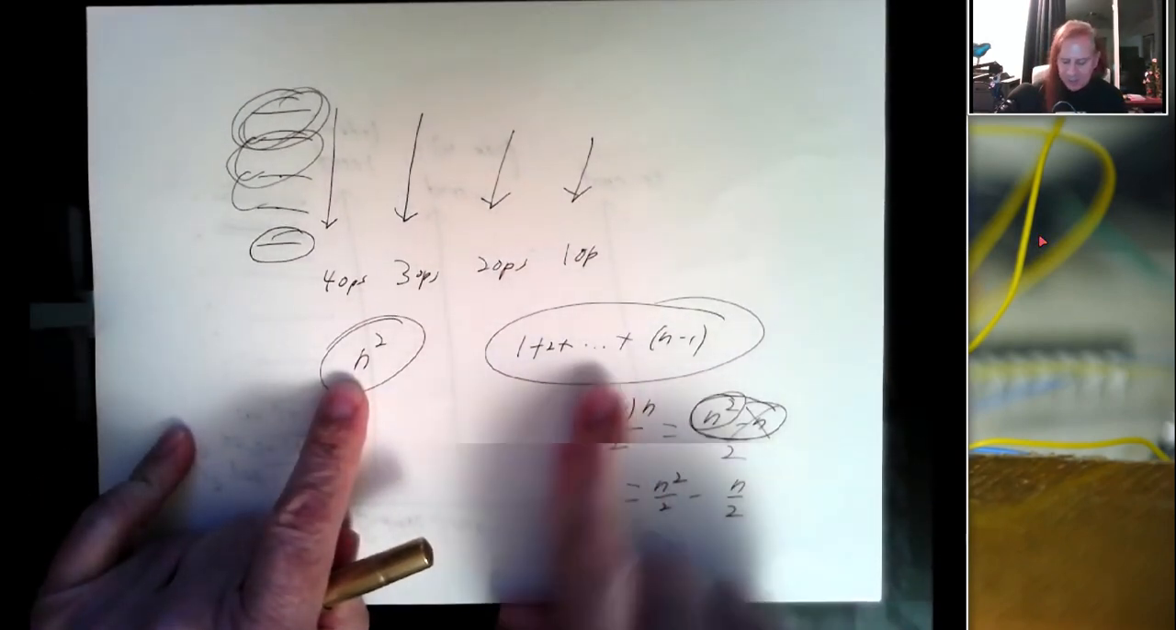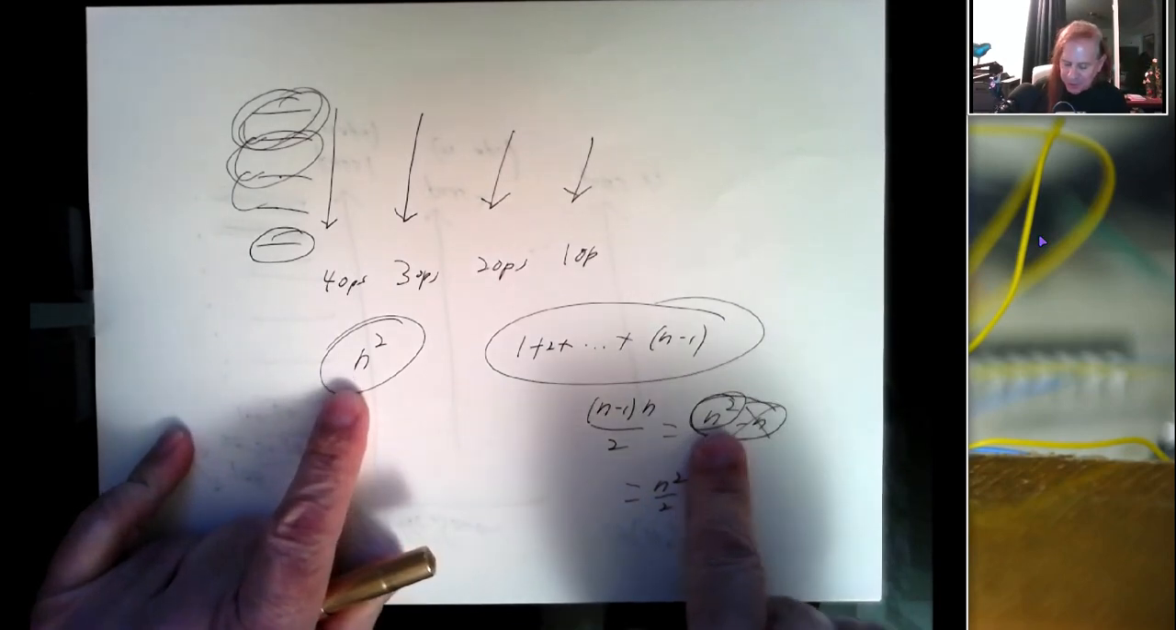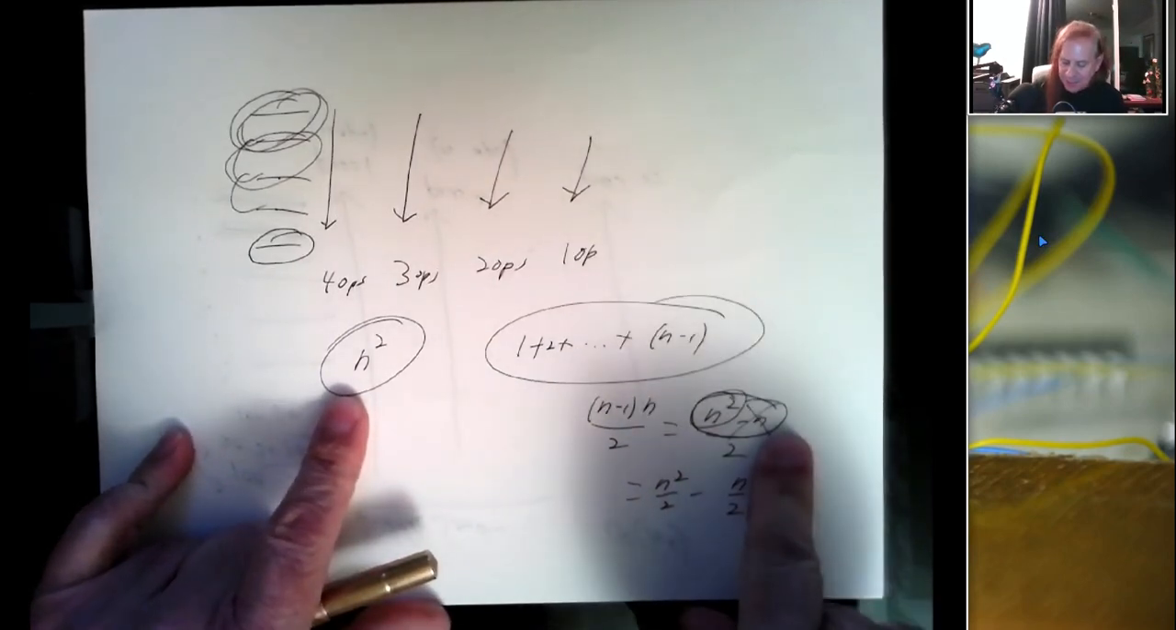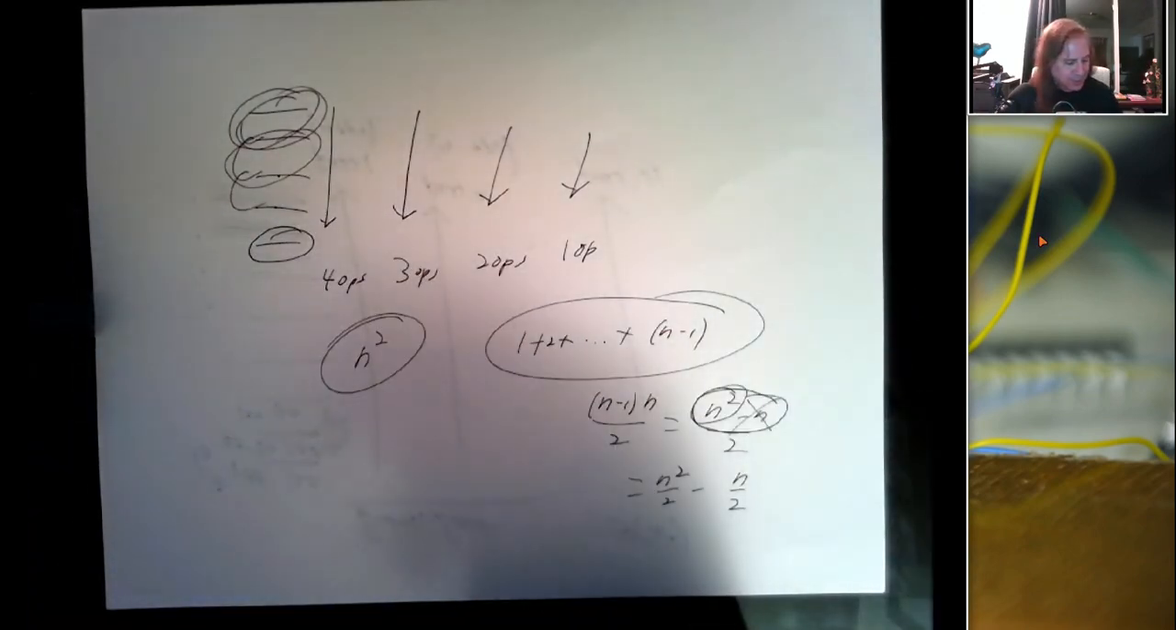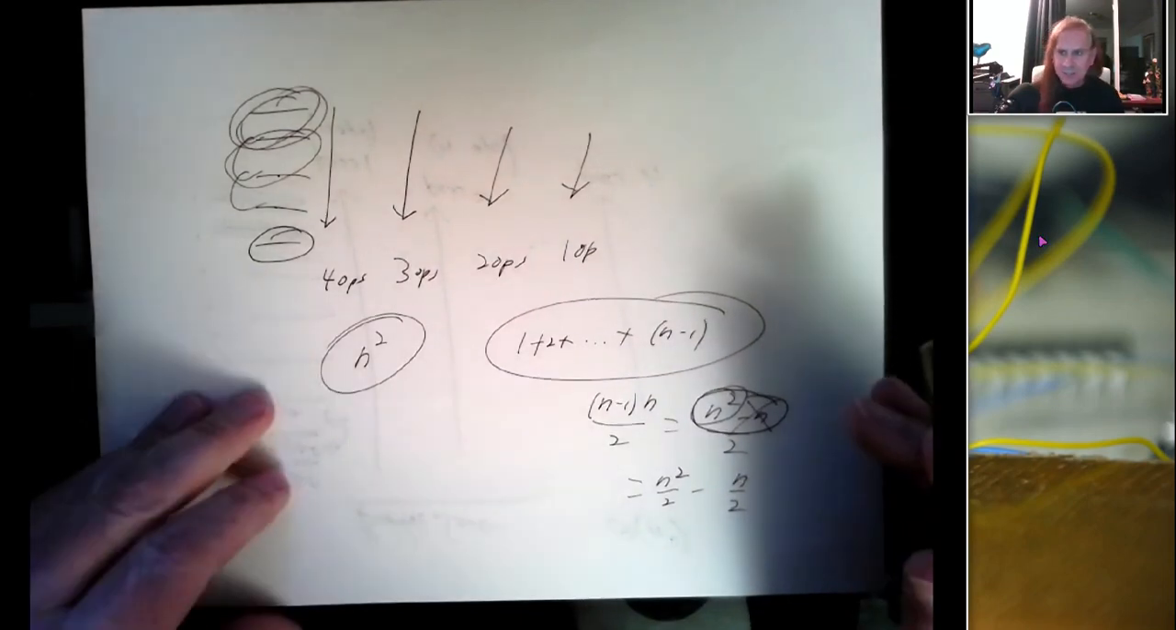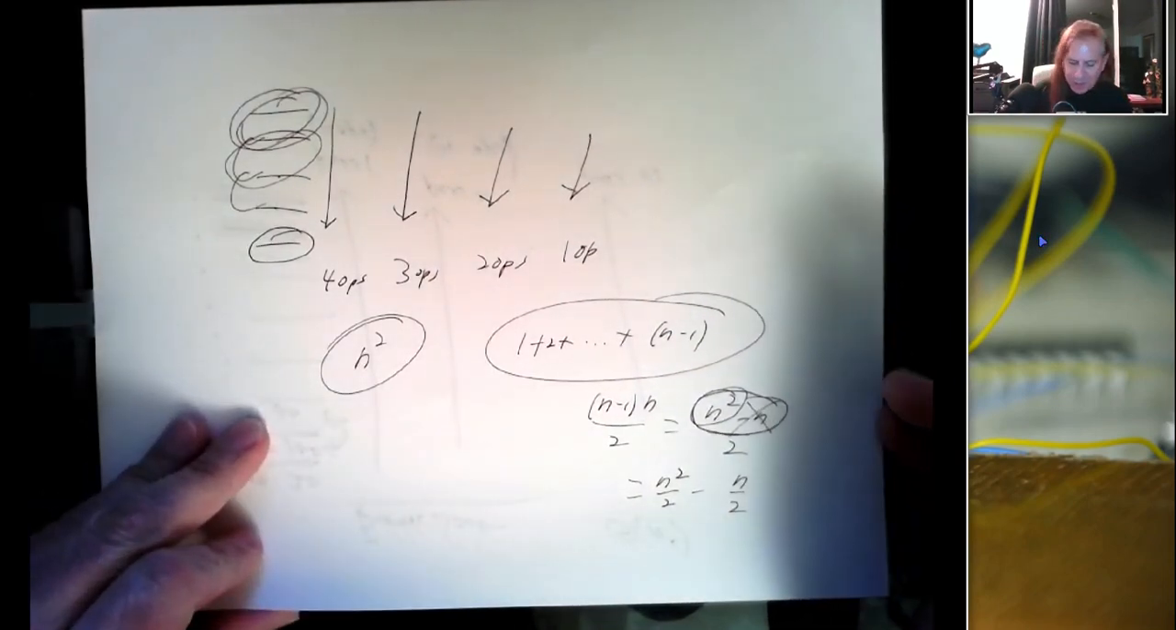because as n gets larger and larger, n squared becomes more and more dominant, n becomes less significant, and eventually the difference between n squared and n squared minus n gets small enough that we can ignore it. So bubble sort is an order n squared algorithm.